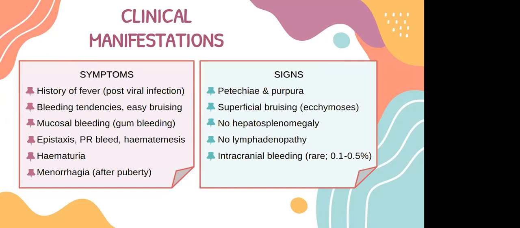The signs of ITP, such as petechiae and purpura, as well as superficial bruising that will lead to ecchymosis. Children with ITP will not have organomegaly or lymphadenopathy. And intracranial bleeding is a rare complication of ITP, which occurs in about 0.1 to 0.5% of the cases.